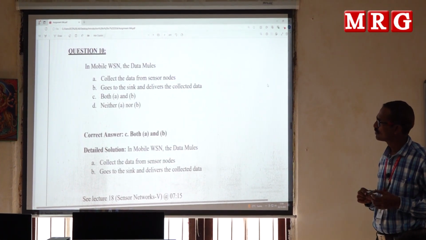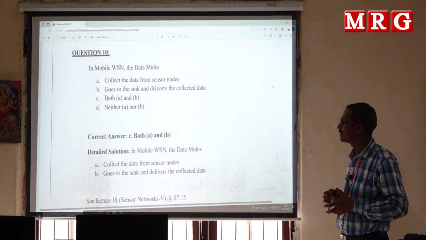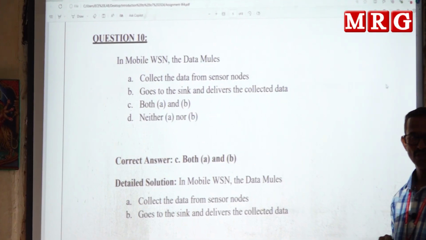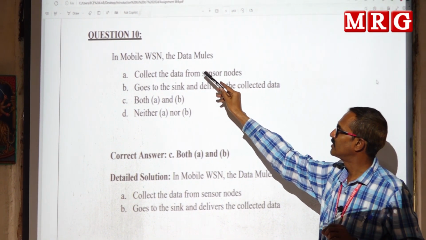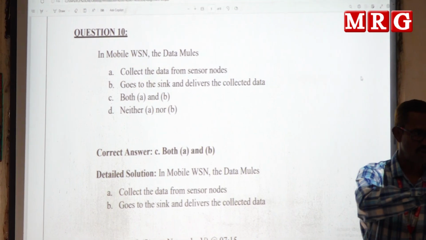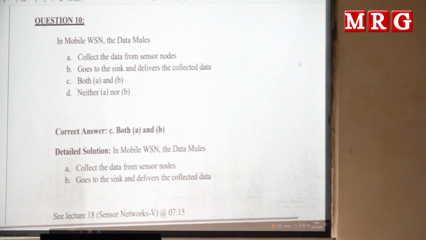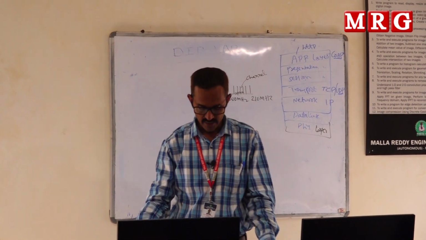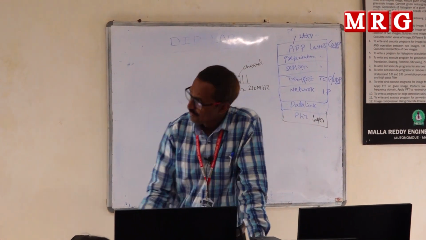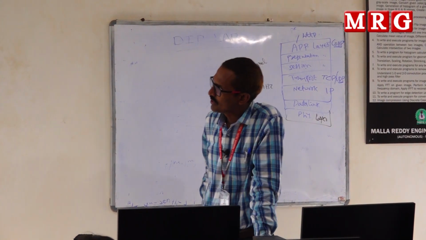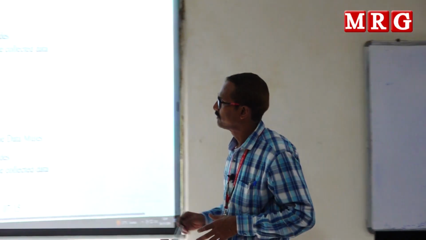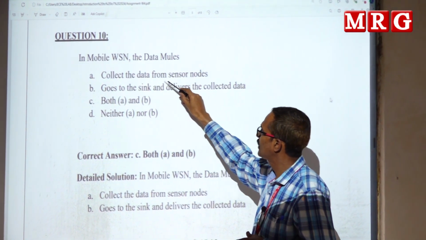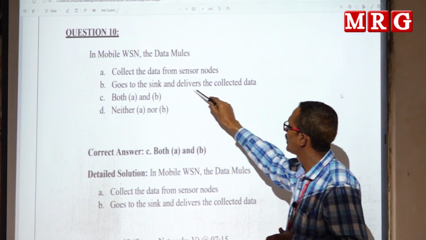In mobile WSN, data mules collect the data from sensor nodes, is correct. Data mules are mobile nodes, meaning they change from place to place. They are not stationary at one place, they are moving to different places. What is the advantage here? Both collect the data from sensor nodes. Actually, mules collect the data from sensor nodes, go to the sink and deliver it to the collector.